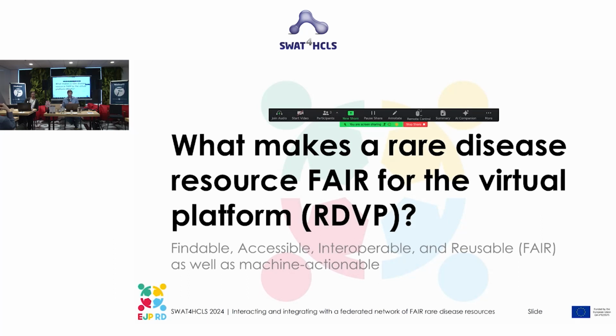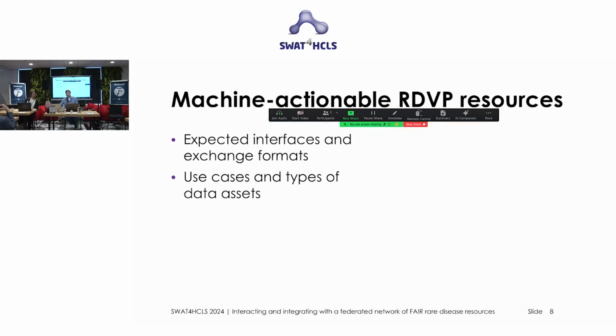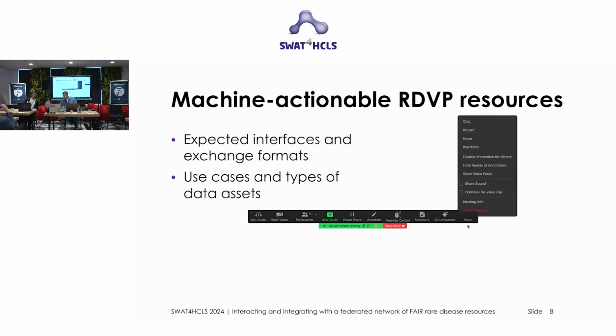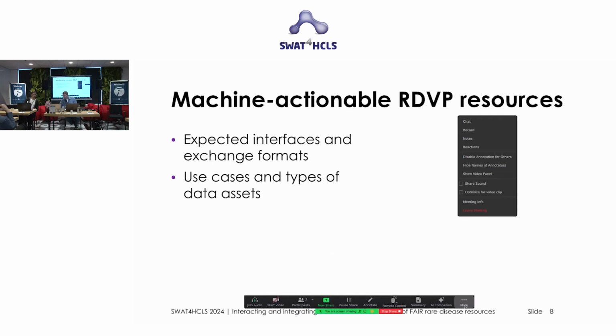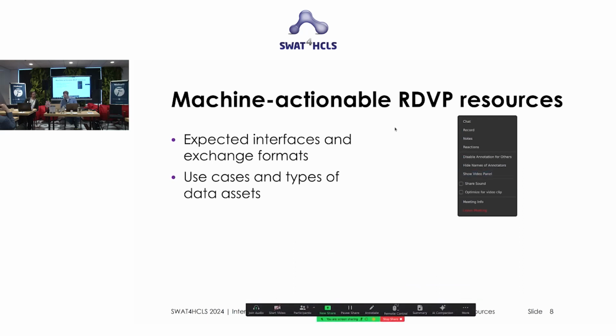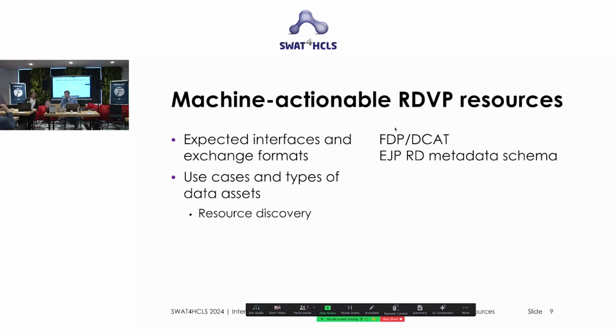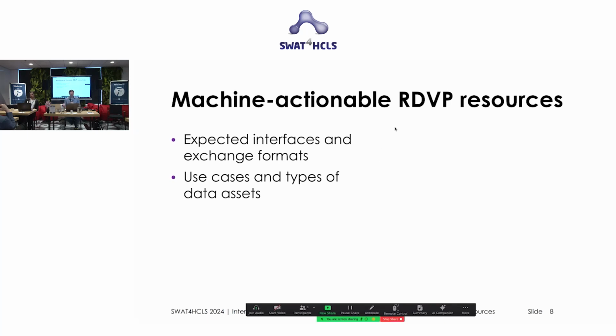So the first part here is to address how we make these rare disease resources machine actionable and FAIR. So that's findable, accessible, interoperable, and reusable. I'm not going to go into any FAIR metrics or assessment, but just to illustrate the point, we will incrementally need more common agreement across the different resources as we want to do more advanced things.